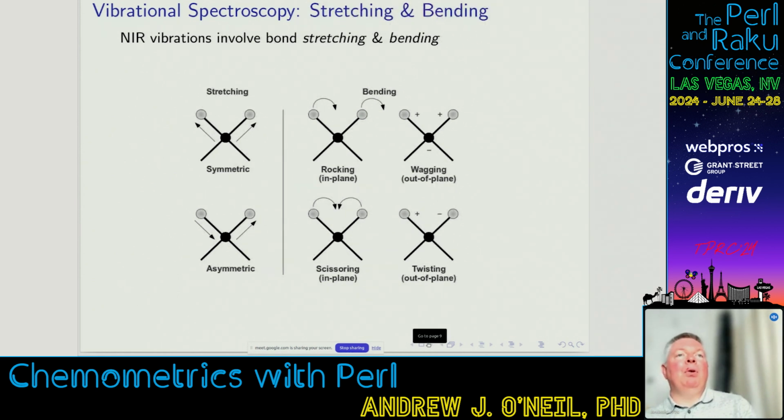NIR vibrations typically involve two things happening. Bonds either stretch, as shown here, so it can be a symmetric stretching here, where the internuclear distances between these bonds both stretch the same amount, so it's symmetric. Or you can have a sort of a compression and a stretch, so it'll be an asymmetric stretch. And then there are these four various modes of bending, where the actual angle of the bond can also change, instead of actually stretching. So these are the different vibrations that can occur within the near infrared region.